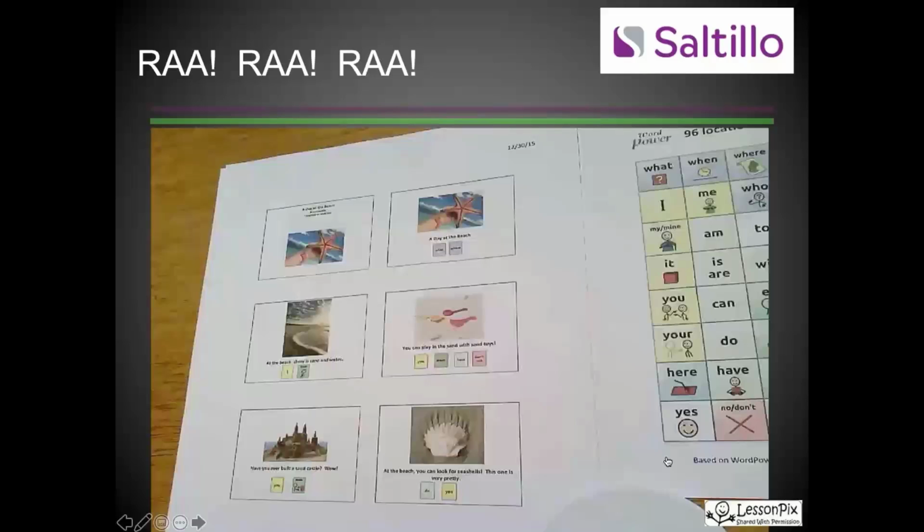So I put in symbols, so I've got aided language right there in our shared storybook. And then I'm also going to use a low-tech 96 location word power board to do the modeling. It shows up a little bit better on video. So I'm going to unhook my headphones and then I'm going to play the video for you to see this strategy in action.